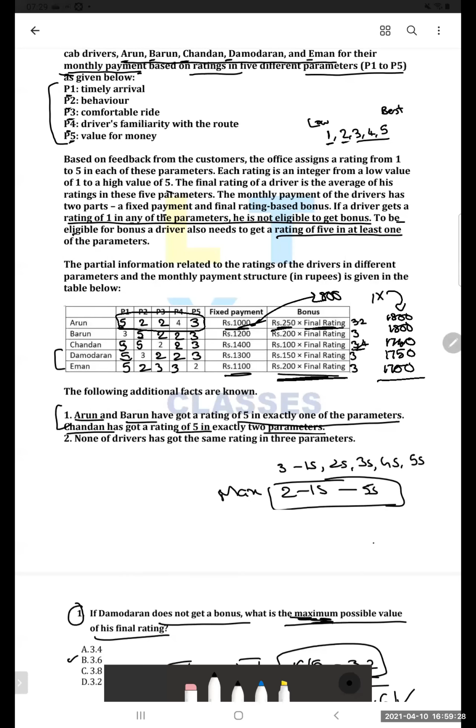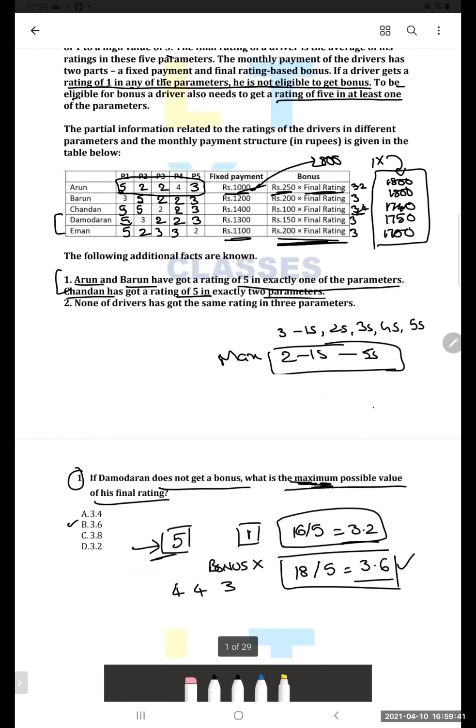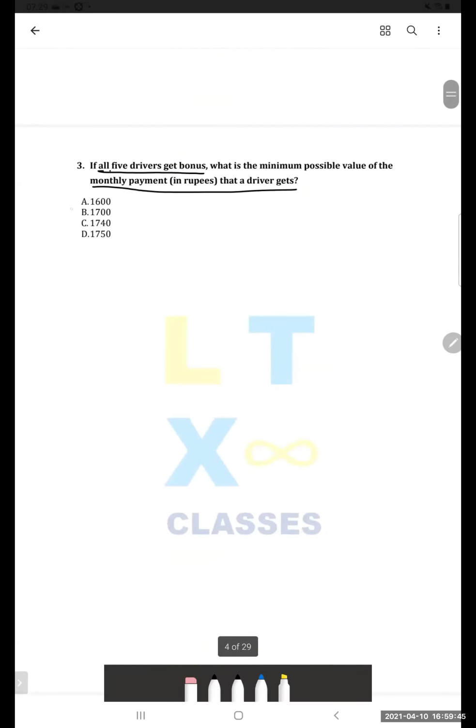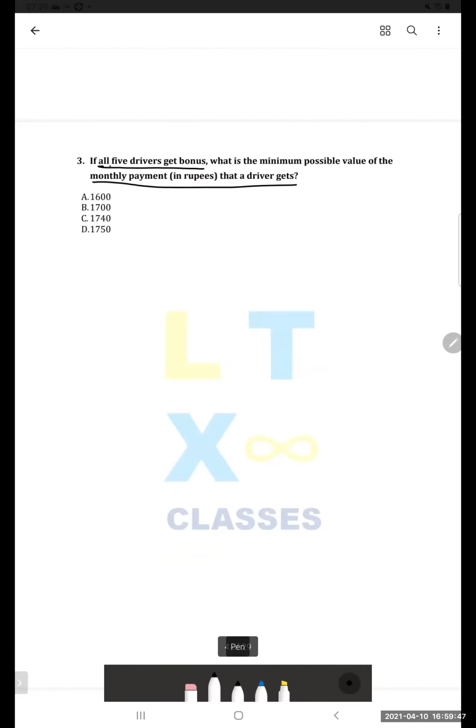So since we are solving for the minimum, what is the minimum value here? 1700. So the answer is 1700. So the answer is B. Okay.